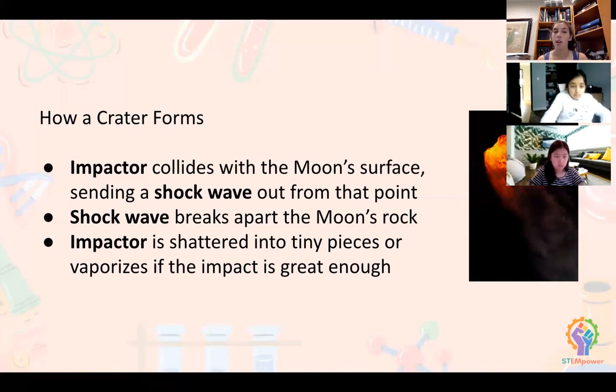And then the impactor, or the rock that actually collides with the moon, shatters into tiny pieces and potentially even vaporizes, or blows up and does not stay on the moon. But usually there's just tiny pieces of rock that go all over from that impact. The rock that hits the moon shatters into pieces and spreads out across the surface. So definitely let me know if you have any questions while I go through this.